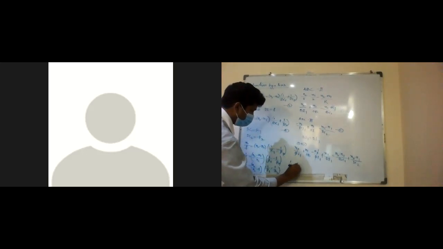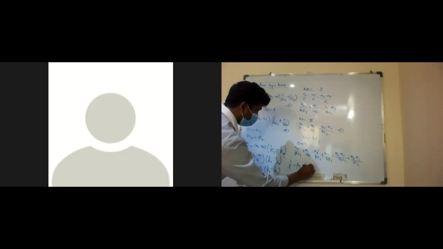So what is N2 by N1? N2 by N1 is N21. So here we can write 1 by F is equal to N21 minus 1 into 1 by R1 minus 1 by R2. Lens maker formula done.